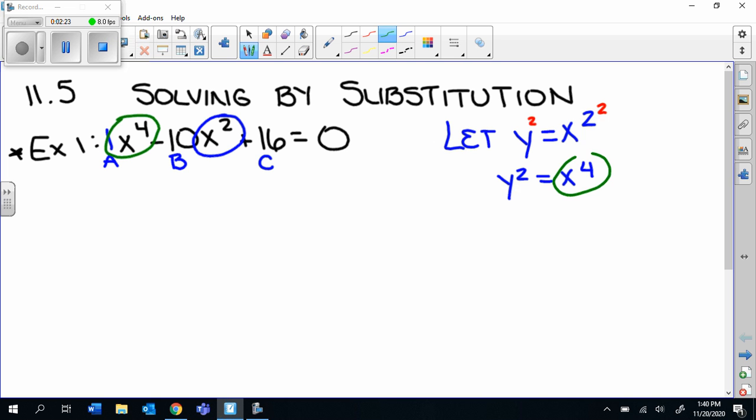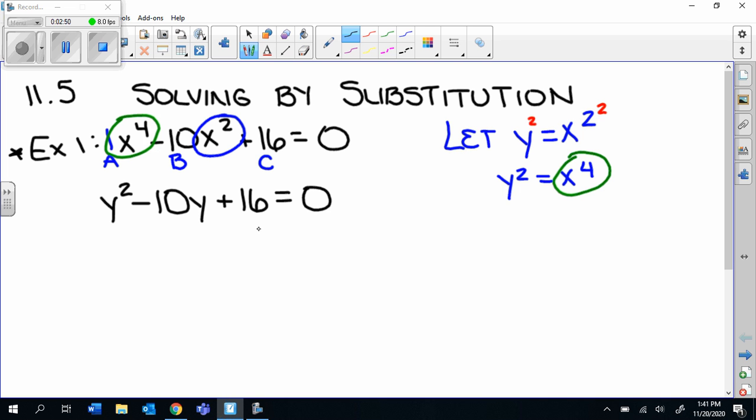X to the 4th. And so now I can substitute. Instead of x to the 4th, I'm going to write down y squared. I'm going to change my variable. So we have y squared minus 10. Remember, this is what I changed initially here. Y equals x squared. So I'm going to put a y right there. Plus 16 equals 0.